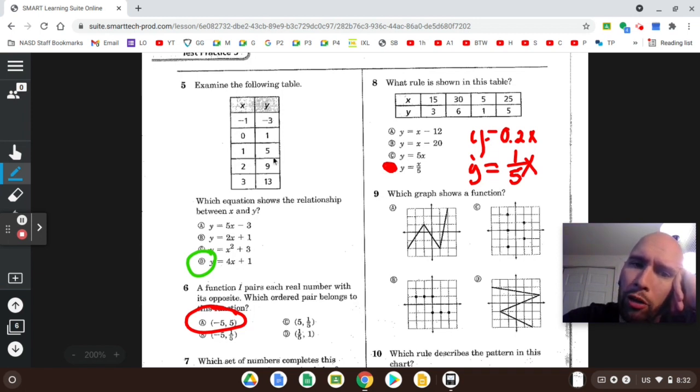1 times 4 plus 1 is 5. 2 times 4 is 8 plus 1 is 9. 3 times 4 is 12 plus 1 is 13. That's why this makes sense.